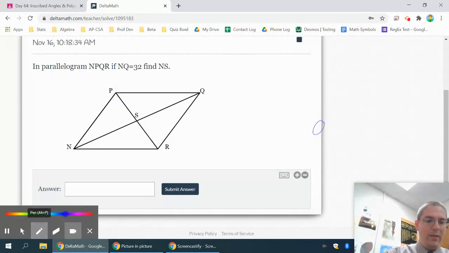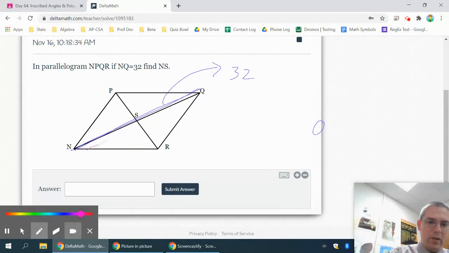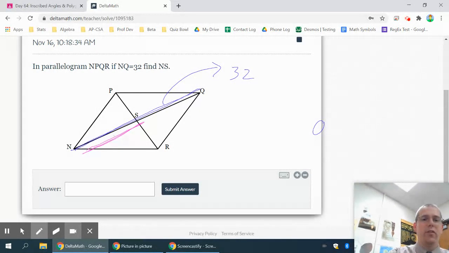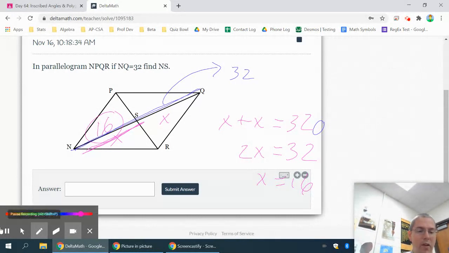Okay, on this one, basically, they're telling us NQ, all the way across from N to Q, is 32. And they want us to find NS, which is just partway across. Well, remember we just said that they bisect each other. So whatever this is, this is the same thing. So it's true that I have x plus x should be equal to 32. So 2x is 32, and x is 16. Some of y'all could have just looked at that without the equation and said, hey, if the whole thing's 32 and it bisects, half of it's 16. That's another way to get there. Whether you write the equation or not, you just need to be able to get the correct answer. Let's try maybe one more.